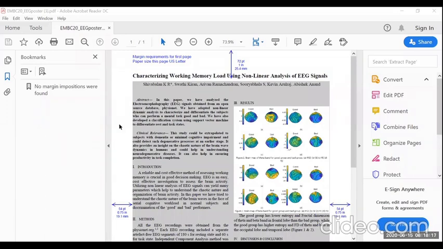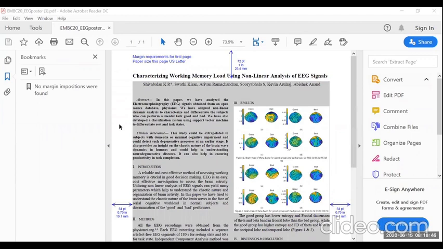I am Dr. Shivabalan KR and I am presenting my single page poster in accordance with the 42nd Annual International Conference of the IEEE Engineering in Medicine and Biology Society in conjunction with the 43rd Annual Conference of the Canadian Medical and Biological Engineering Society. My poster is on characterizing working memory load using non-linear analysis of EEG signals.